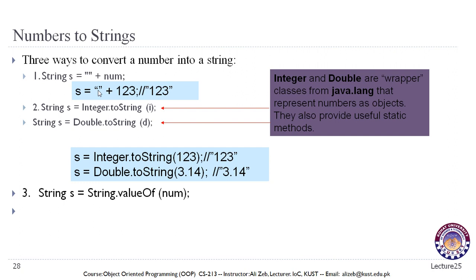If you want to read the value of a number, you can use the valueOf method and pass it in. This is the third way of converting a number into a string. You can store it in a string object. So s is equal to String.valueOf(123) will assign 123 in the form of a string to s. This will conclude our lecture. Over here we will discuss these examples in the code.